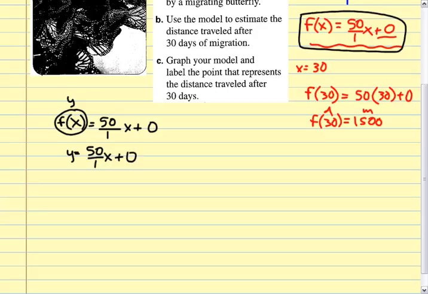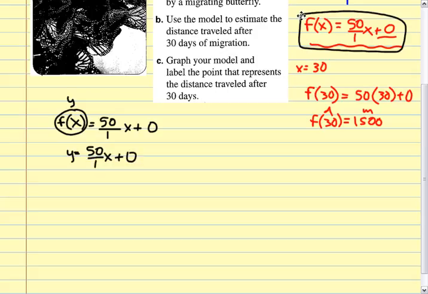Okay? So we've got f of x is equal to 50 miles over 1 day, right? So that's a slope, times x plus 0. Okay, now remember, f of x is the same thing as y, so since they asked me to graph it, I'm going to put y is equal to 50 over 1 x plus 0.